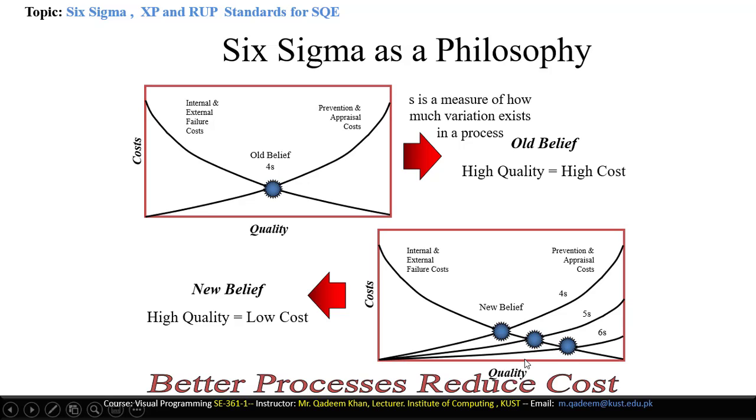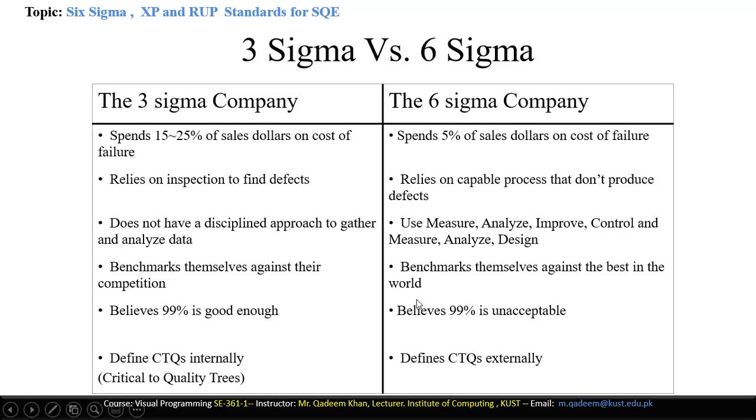So the best quality can be achieved through low cost for fixing the product. Better processes reduce the costs here.